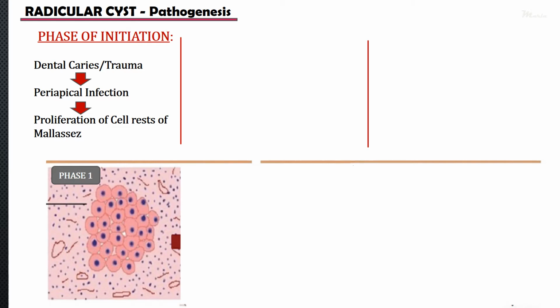As we have discussed already, the cell rests of Malassez are remnants of the Hertwig's epithelial root sheath which remain in a quiescent state in the periodontal ligament space following completion of root formation. So, a low-grade periapical inflammation will result in proliferation of these cells, such that it forms an island or mass of cells in the periapical area.